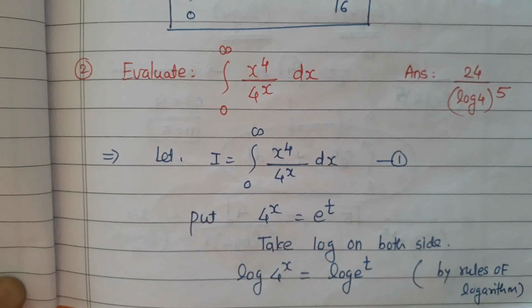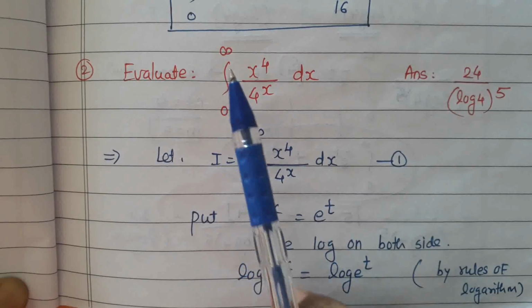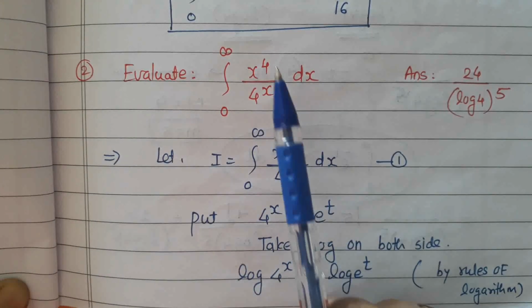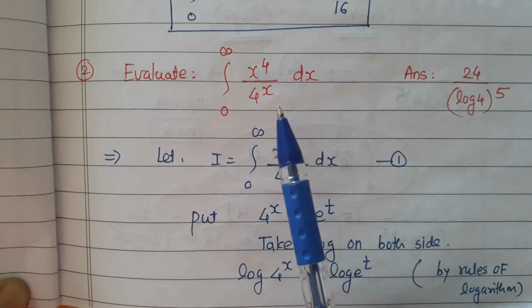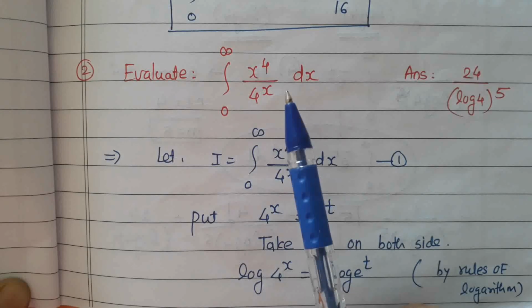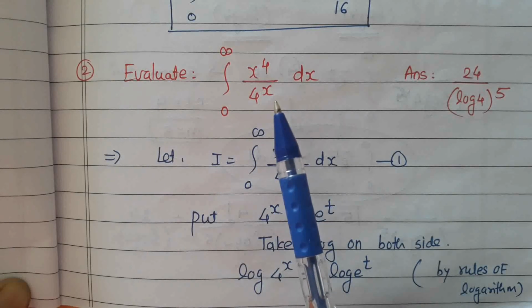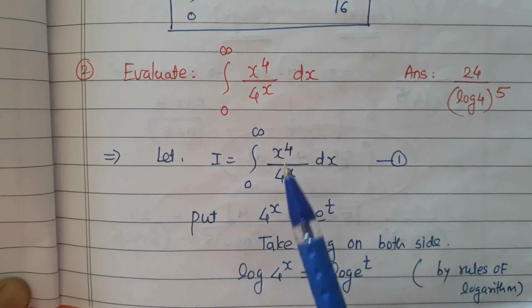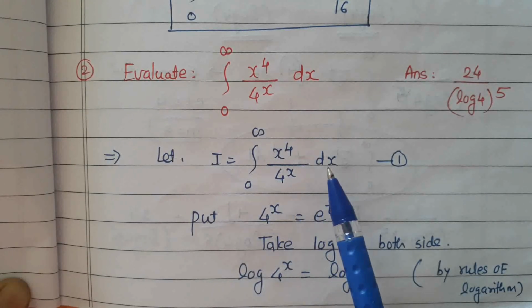Next example on gamma function. Evaluate integral 0 to infinity x raised to 4 upon 4 raised to x dx. To evaluate this integral, again we have to use some proper substitution. So this integral will be converted into gamma function. So let I is equal to integral 0 to infinity x raised to 4 upon 4 raised to x dx.